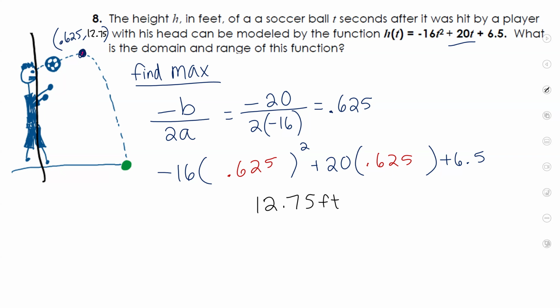So that means the range: the lowest this ball will go is when it hits the ground at 0. So it goes from 0 to, what was the highest point? 12.75. So that's my range. We answered half of the question where it asks for the range of this function. Okay, I'm going to pause here. I want you guys to figure out how to figure out the domain.